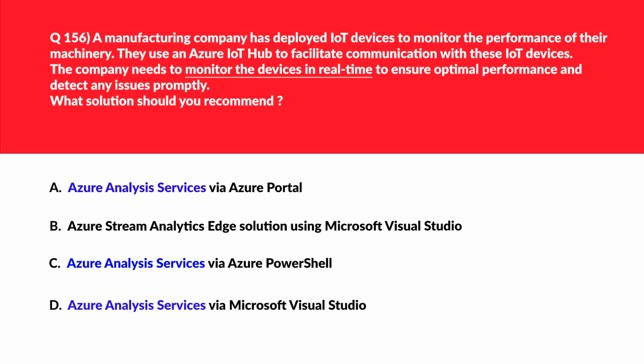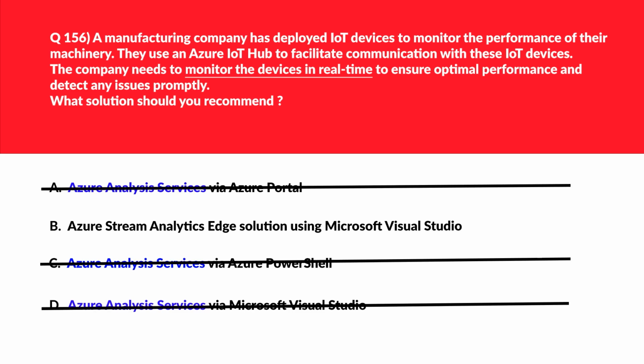All right, this is a fairly simple question. So just by marking the keyword, and if you focus on options A, C and D, all the options A, C and D contain Azure Analysis Service. Azure Analysis Service is used for data modeling analysis, not real-time monitoring. If we read the keyword in the question here, Azure Analysis Service cannot help. In that case, we'll reject this. We'll be left with option B.